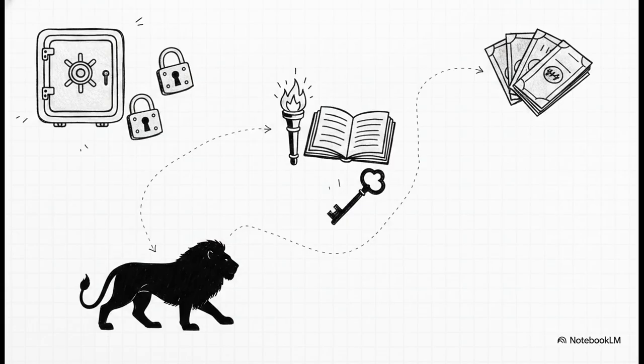First up, we've got the bank vault and padlocks. Second, there's this really interesting cluster featuring a torch, a book, and an antique key. Third, we'll look at those fanned-out Indian rupee notes spilling over. And lastly, the whole Made in India pacing lion.